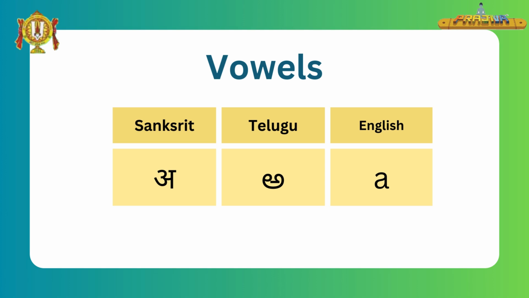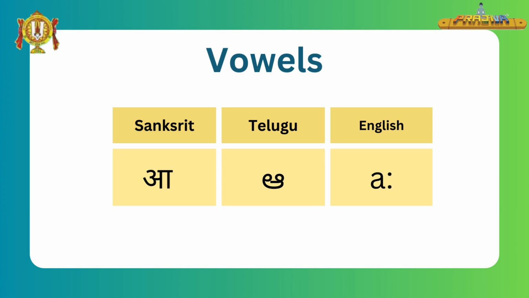A. Now let's pronounce the long vowel of the same letter. A. The next letter, E, is pronounced from the palate. A little constriction in the back of the mouth, and it is pronounced using the cheeks. E. And the long vowel, E.